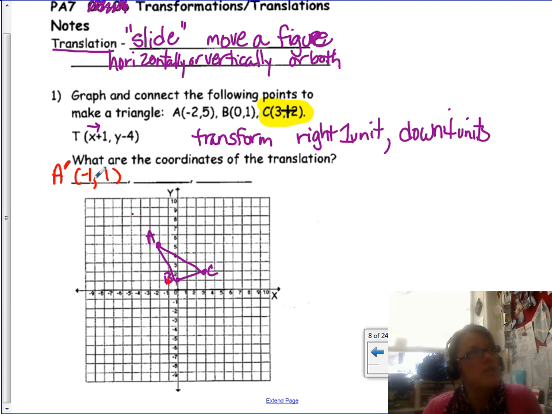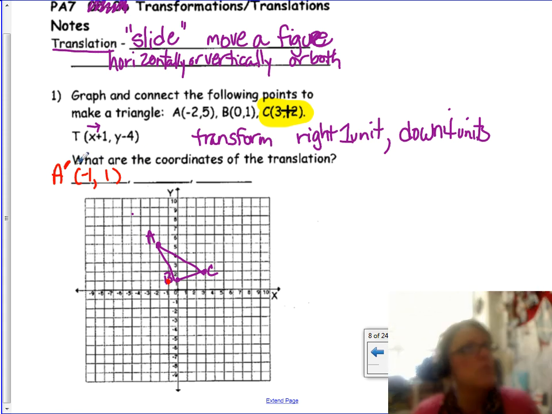And here's what the coordinates of my new A are. Now, rather than saying new A, mathematically, whenever you see this notation, we say A prime. So you'll hear me call it this now. A prime is my new transformed A point. Okay, so I'm going to label that A prime.